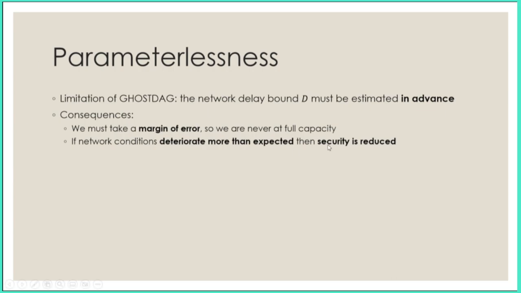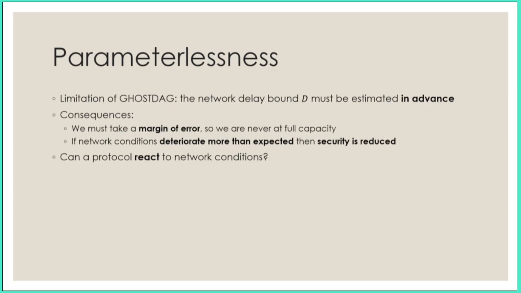Okay, that's what I said. It must take a marginal error because if network conditions deteriorate more than expected, then security is reduced. And another consequence is if the network improves, then we don't improve with it. We keep running at rates that were supported by the networks of the day we launched, right? Unless we do a hard fork or something.